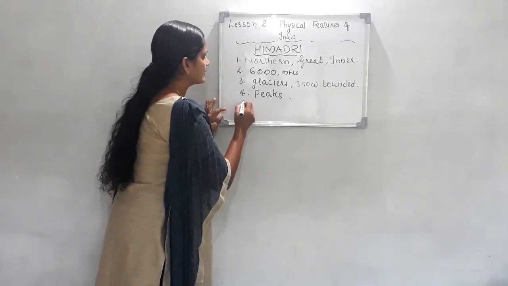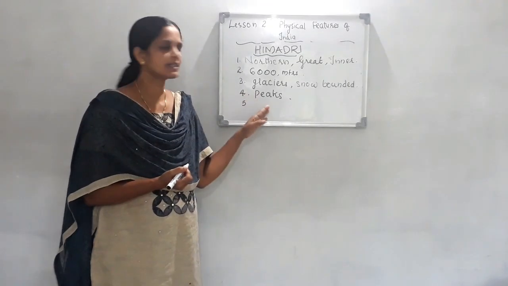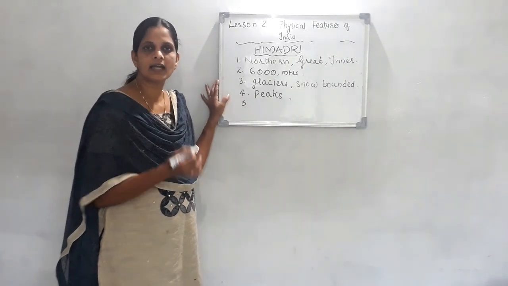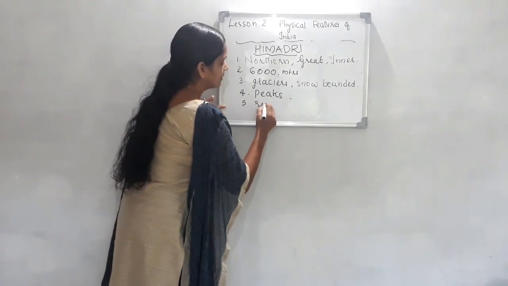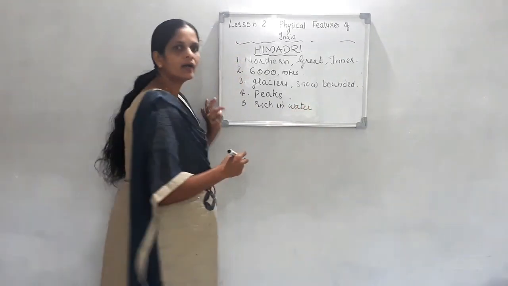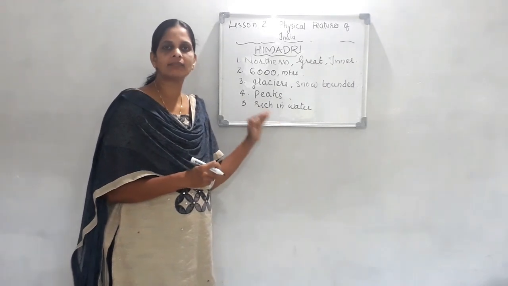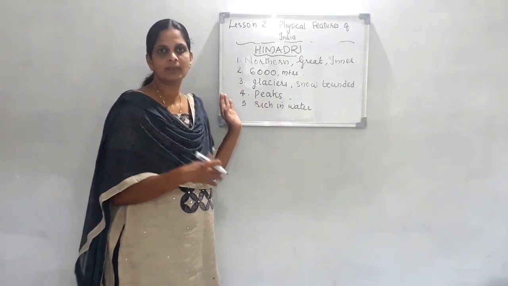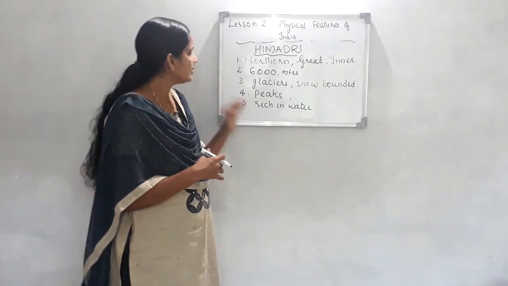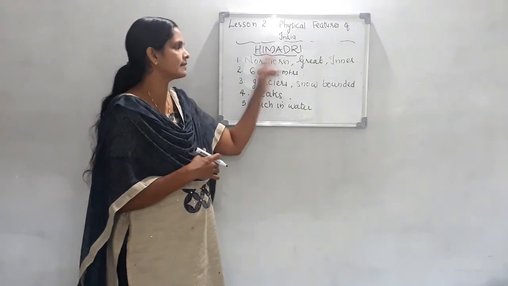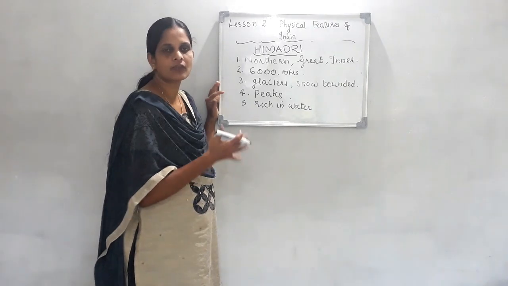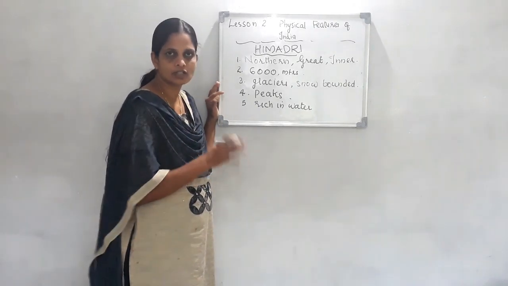And the next is very important. As we discussed, this is snow-bounded and glaciers are found, so these areas are very rich in water. Okay, these areas are very rich in the source of water. That's why all the Himalayan rivers have their origin in the Himadri region. Indus, Ganga, Brahmaputra, and other great Himalayan rivers originate from Himadri regions because it is rich in water. Rivers originate from these areas and flow in different directions.